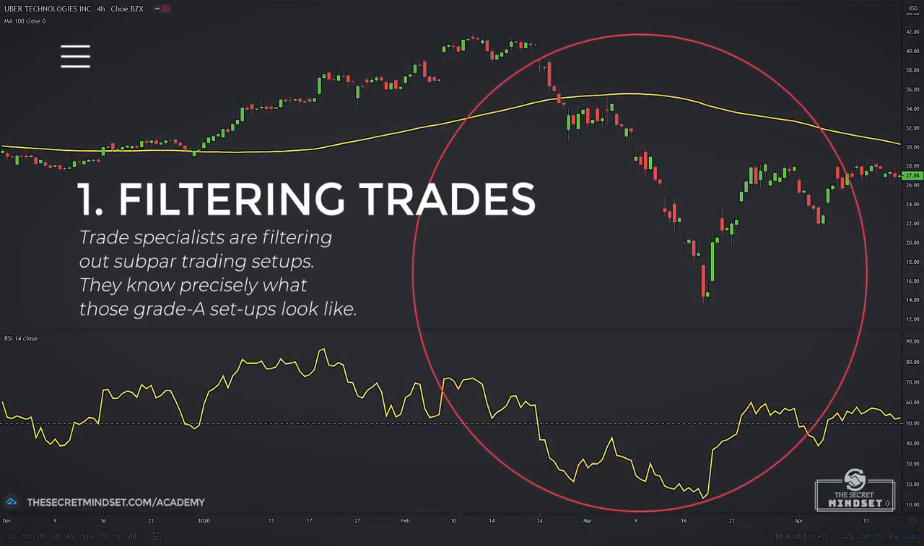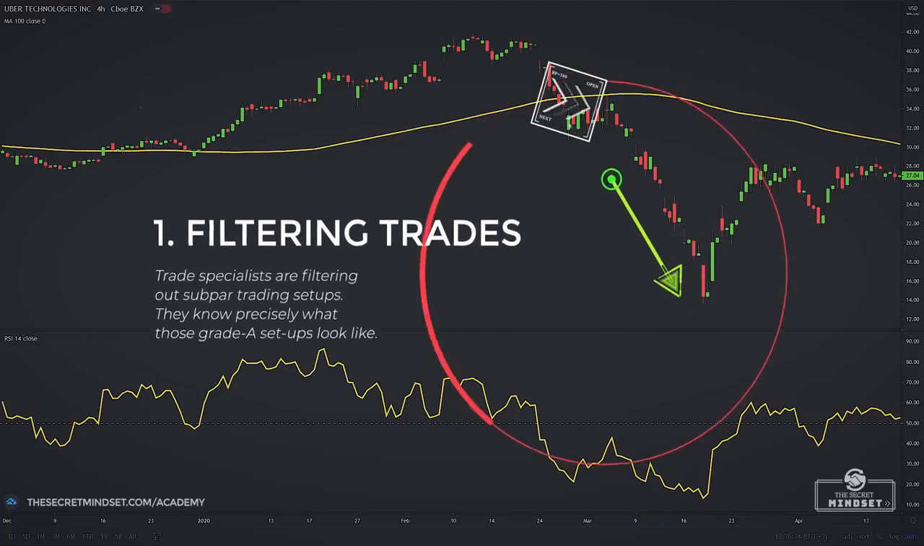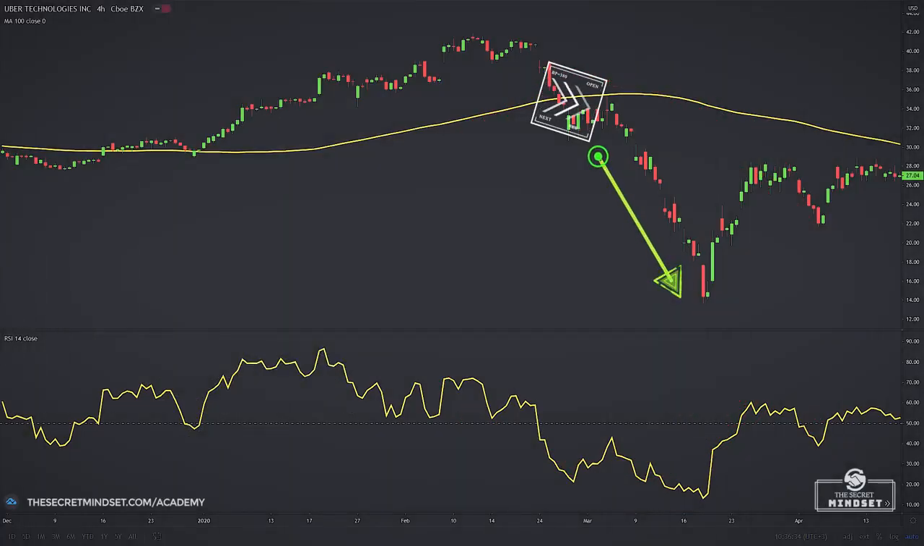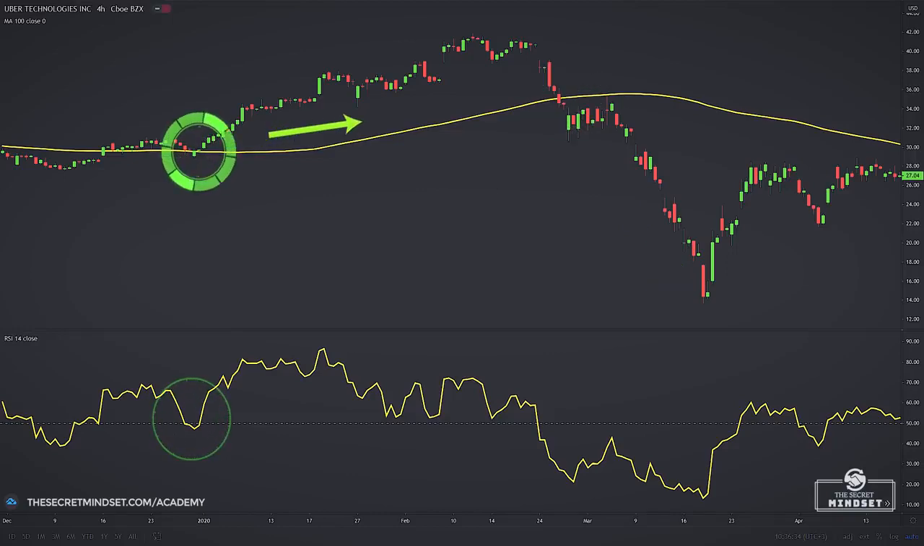The beginning phase of your trade is when you act as a filter. You are filtering out those subpar trading setups. You, as a trade specialist, must know precisely what those gray day setups look like. This will obviously come from your backtesting. Based on your trading experience, you will know which trades to filter out. This is the most important and critical phase of the trade as a trade specialist.